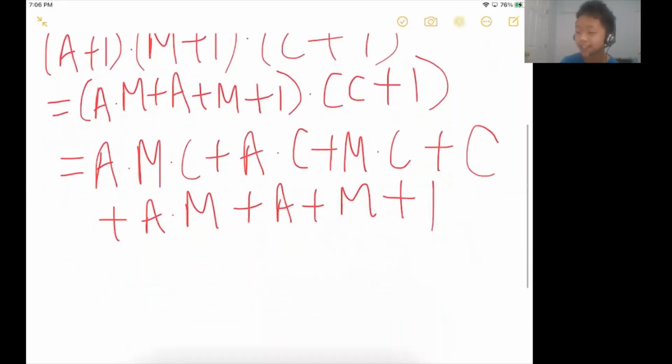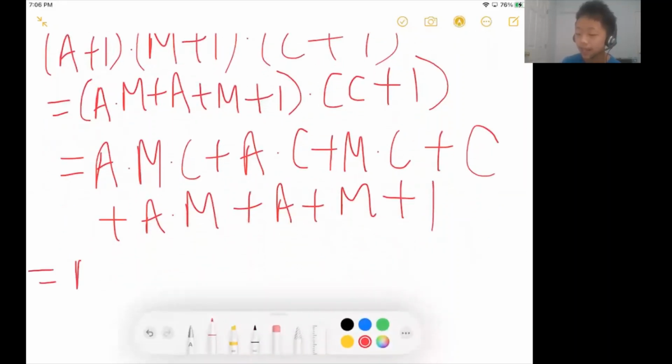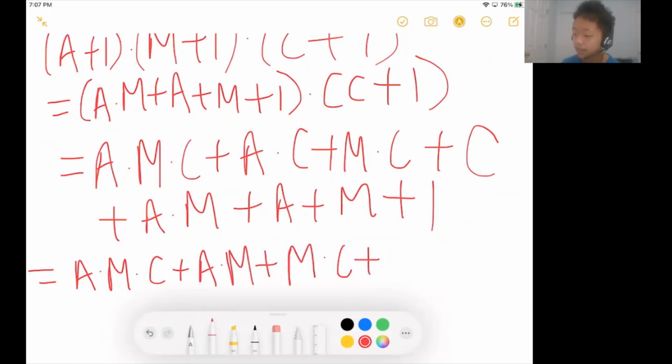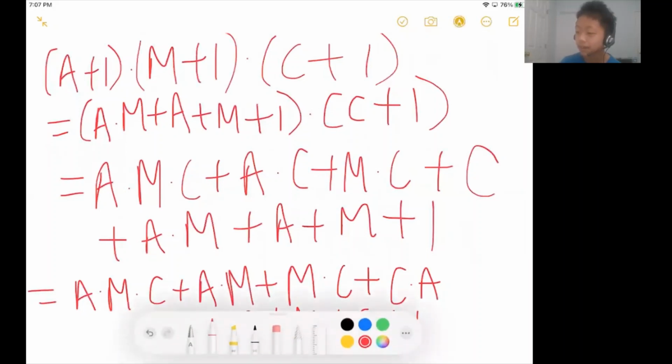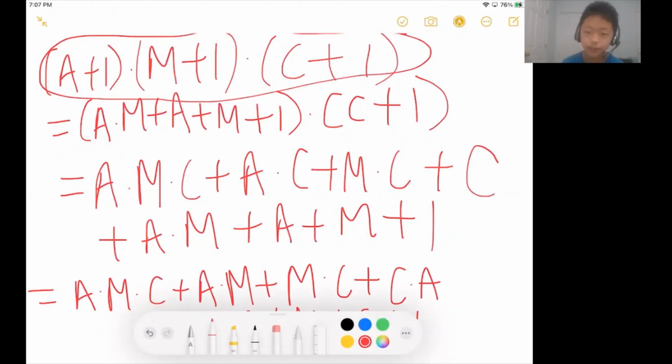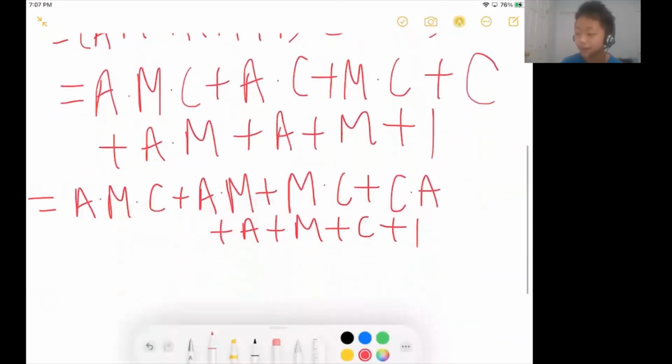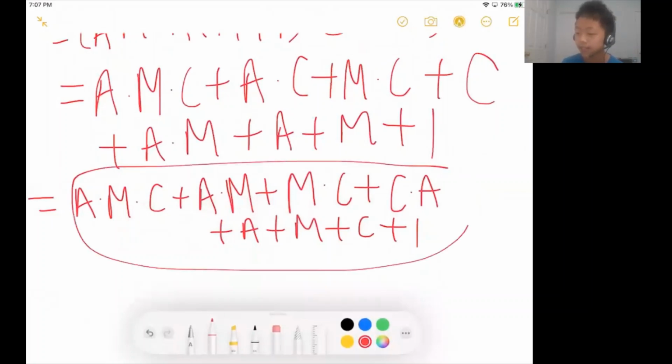Just rearranging it, you can write this as a times m times c plus a times m plus m times c plus c times a plus m plus c plus 1. So if we take this original expression, a plus 1 times m plus 1 times c plus 1, and use the distributive property a bunch of times and carefully expand and simplify, we get this thing here.